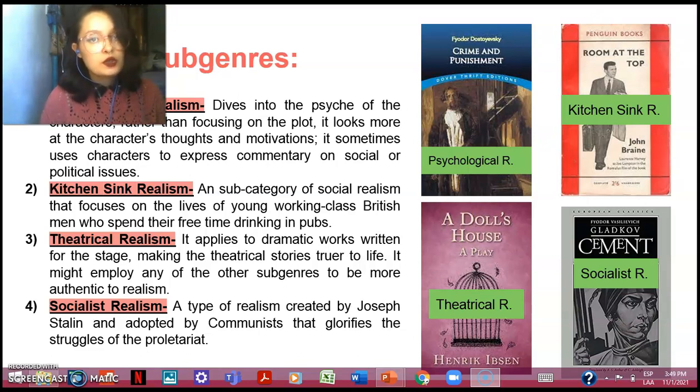Then we have socialist realism. This type of realism was created by Joseph Stalin, and it was adopted by the communists. Now, this type of realism glorifies the struggles of the proletariat, which is the working class within social classes. Now, a very good example of socialist realism is the book Cement by Fyodor Gladkov. Now, up to here, this is where we see the types of realism that exist.